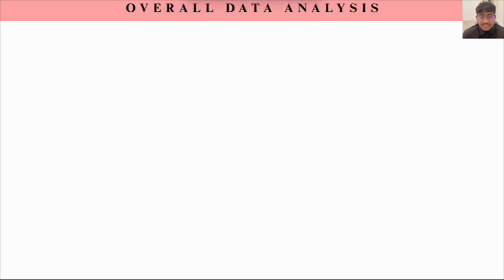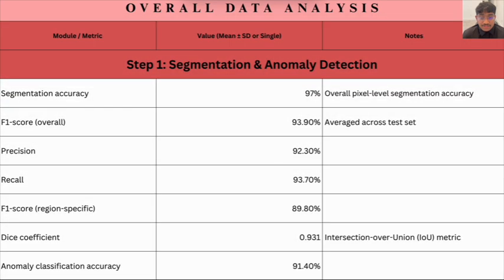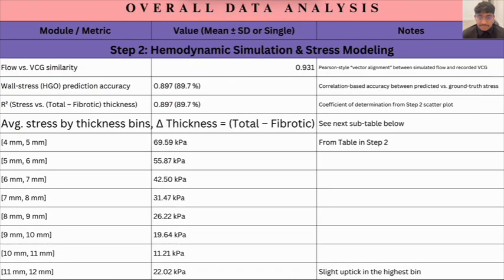Going on to overall data analysis, we will start off with segmentation, which hit 97% accuracy with a dice score of 0.931. Fibrotic anomalies were correctly classified 91.4% of the time. For hemodynamic simulation and stress modeling, flow VCG alignment was 0.931, and our wall stress predictions matched real data at an R-squared value of 0.897. This demonstrates the model's effectiveness in simulating physical heart dynamics.